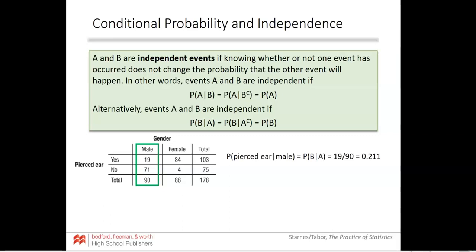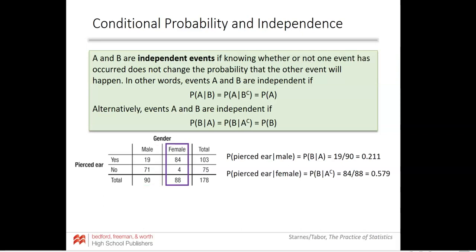So in this case, the idea is to find the probability of a pierced ear given that you're male. There are 90 males, and pierced ears out of those would be 19. So 19 out of 90 is about 21%. Let's figure out the probability that you have a pierced ear if you're a female.